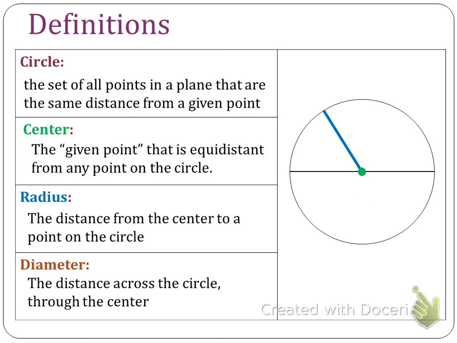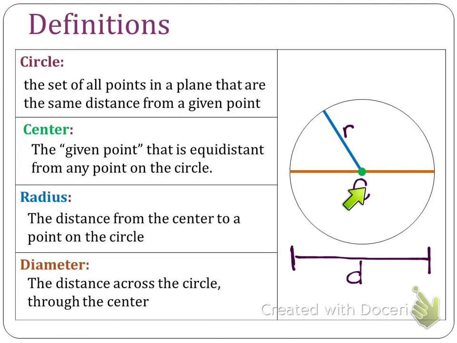Last, diameter. Diameter is the distance across the circle, going through the center. We're going to highlight or somehow bold the line across. And at the bottom of the circle, somehow indicate that from end to end of the circle, we're going to use a lowercase d for diameter.